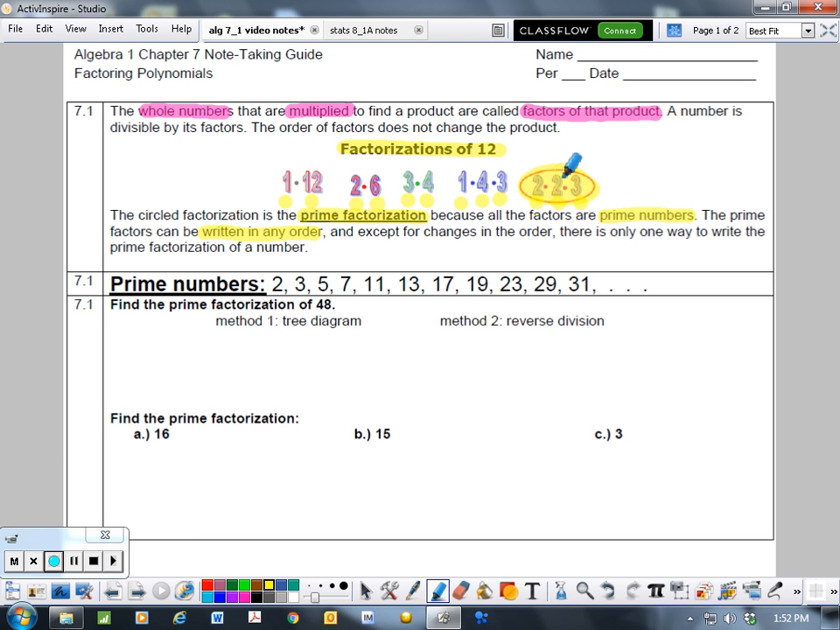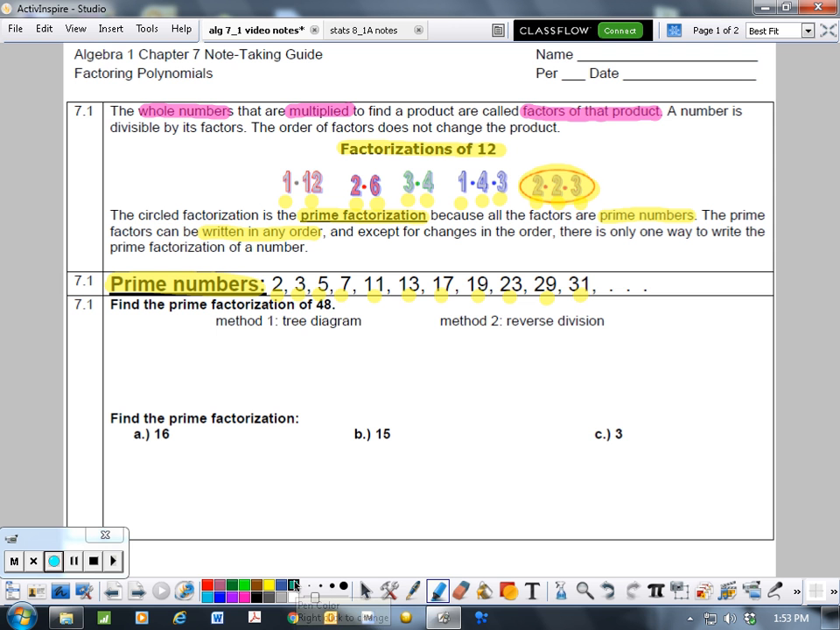Now, to be able to do prime factorization, you have to know your prime numbers. And most people think that 1 is a prime number, but it is not. It's one of our special cases. It's not truly prime. And so the main prime numbers you need to know are 2, 3, 5, 7, 11, 13, 17, so on and so forth. So it keeps going forever and ever.